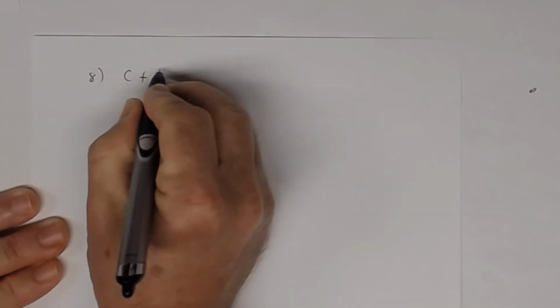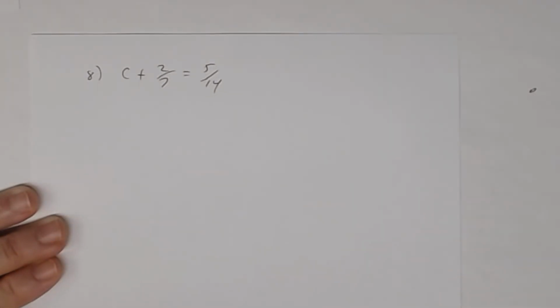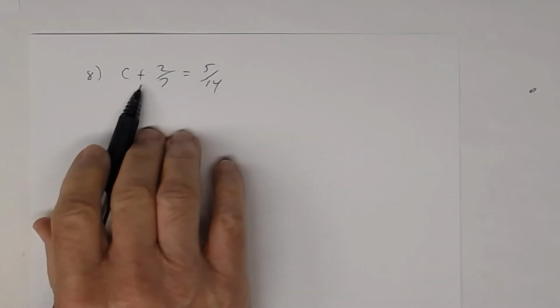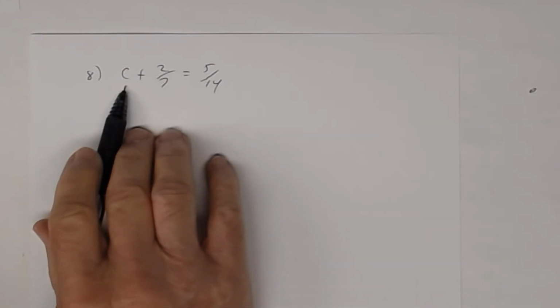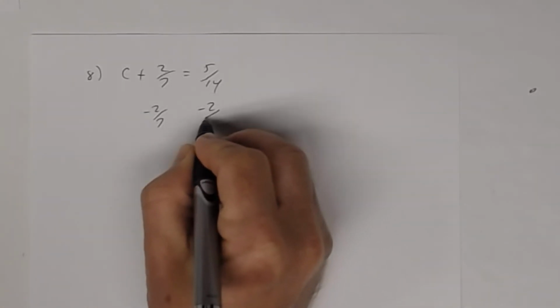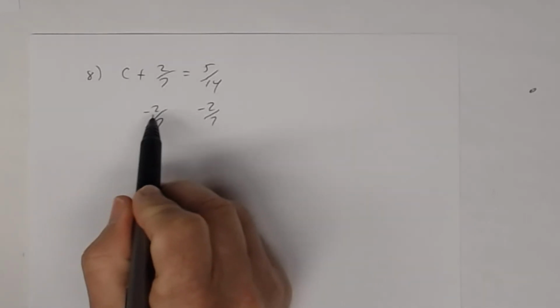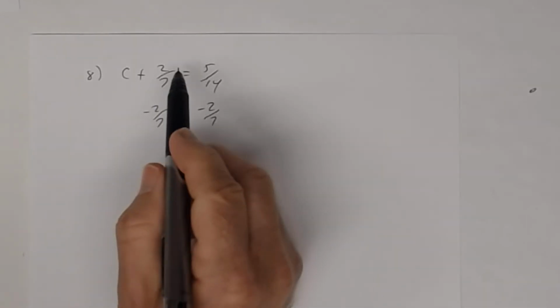So number 8, we have c plus 2/7 equals 5/14. So right now I'm adding 2/7 to c. I want to get c by itself, so I'm going to subtract 2/7 from both sides, just like this. Now combining like terms, make sure you say subtract, okay? That's important. You got to show that operation.